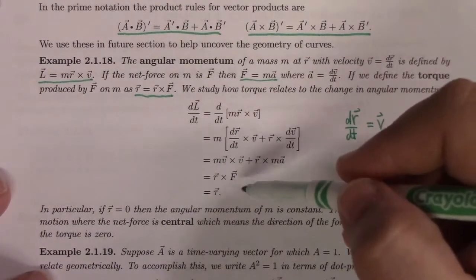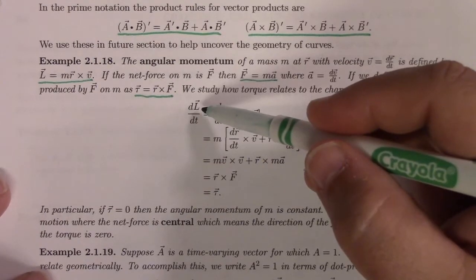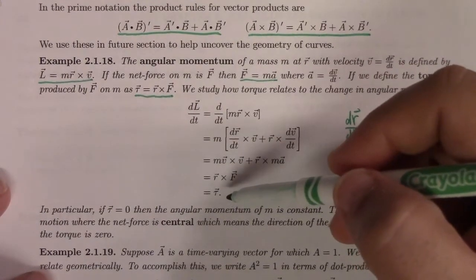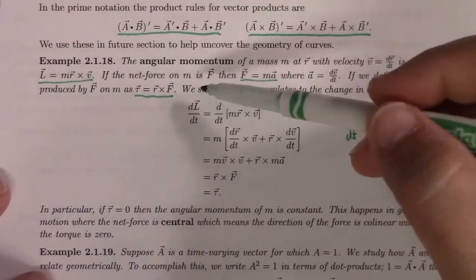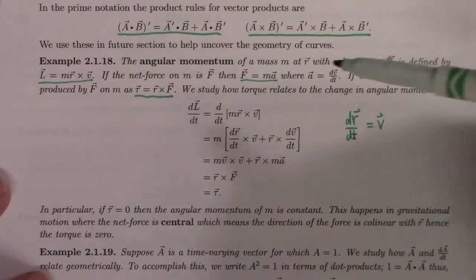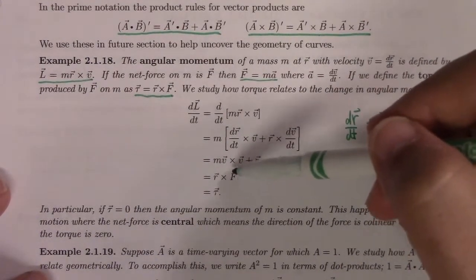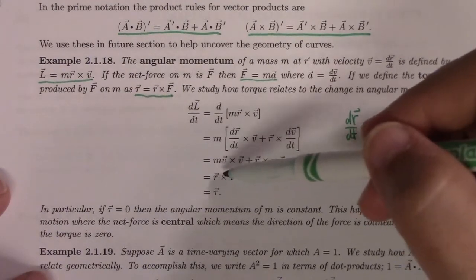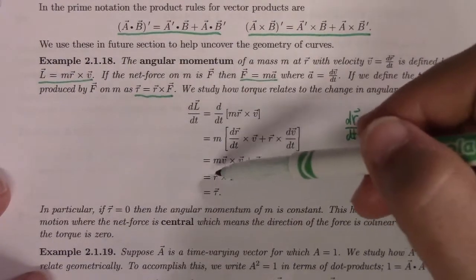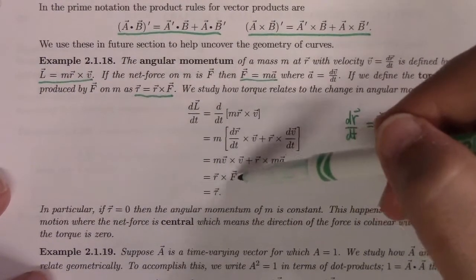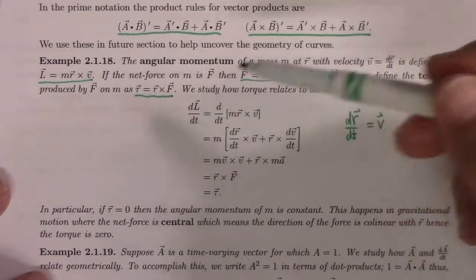And r cross F is the torque, by definition. So what we have is that the time rate of change of the angular momentum is given by the torque. So, for example, if the torque is 0, that means that the angular momentum doesn't change. It's said to be conserved. So when would the torque be 0? Well, if the force is in the direction of the radius, then this is going to be 0. And that happens for gravitational forces and more generally central forces, forces which are directed along the radius. Those kinds of forces have torque 0, and so angular momentum is conserved.